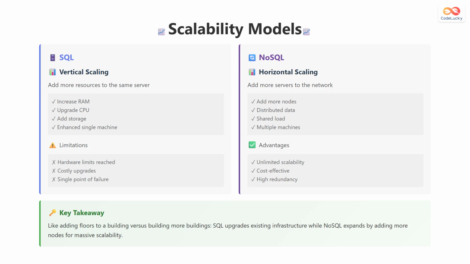The key insight is this. Horizontal scaling with NoSQL is ideal for modern cloud-based infrastructure where you can spin up new servers easily. Vertical scaling with SQL works well for applications with predictable, moderate data growth.